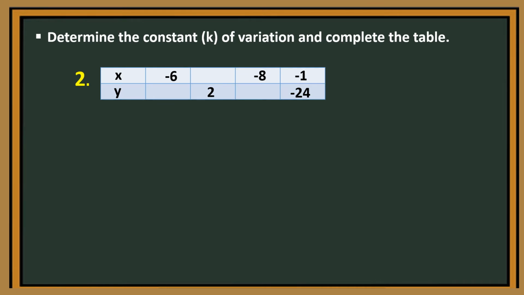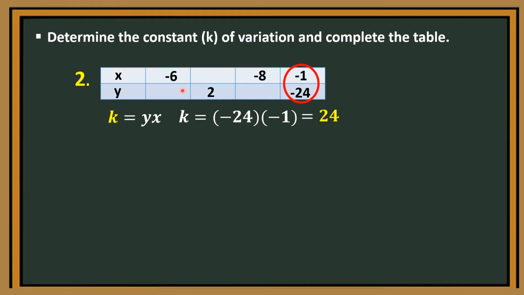Determine the constant k of variation and complete the table. So in this case, we're going to look for the column with the value of x and y. So that is the last column. Then solve for the constant, or k. So in the inverse variation, constant is equal to y times x. By substitution, y is negative 24 and x is negative 1. Therefore, k is equal to negative 24 times negative 1, and that is 24. So we already have the constant.